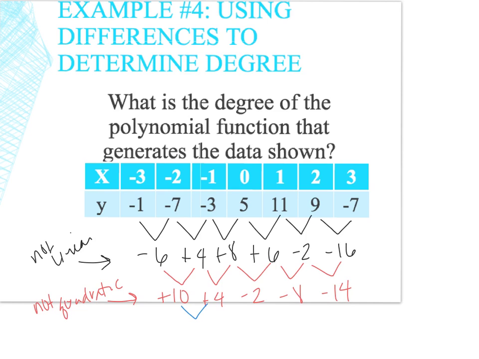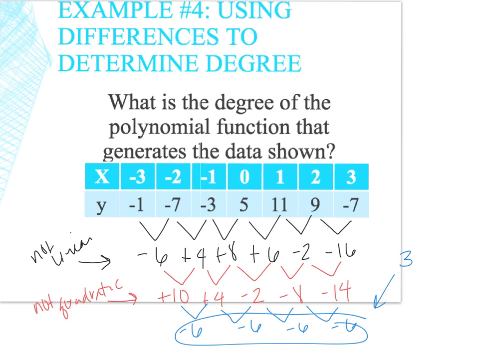All right, so let's try again. So from 10 to 6, I'm decreasing by 6. From 4 to negative 2, I am decreasing by 6. From 2 to negative 8, I'm decreasing by 6. And from negative 8 to negative 14, I'm decreasing by 6. So again, at this point, they are all the same, which is wonderful for us because that lets us know that it's going to be a degree of 3. And so if it's a degree of 3, that means it's going to be a cubic function. So based on looking at the values of y, I can determine that this function is going to be cubic.